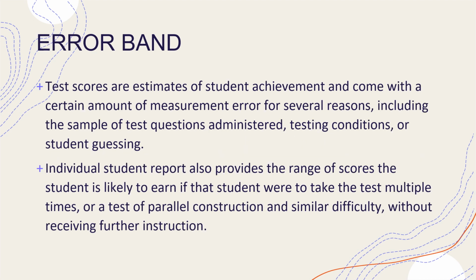Test scores are estimates of student achievement and come with a certain amount of measurement error for several reasons, including the sample of test questions administered, testing conditions, or student guessing. The individual student report also provides the range of scores the student is likely to earn if the student were to take the test multiple times or a test of parallel construction and similar difficulty without receiving further instruction. This range, called an error band, represents one standard error of measurement above and below the student's scale score.